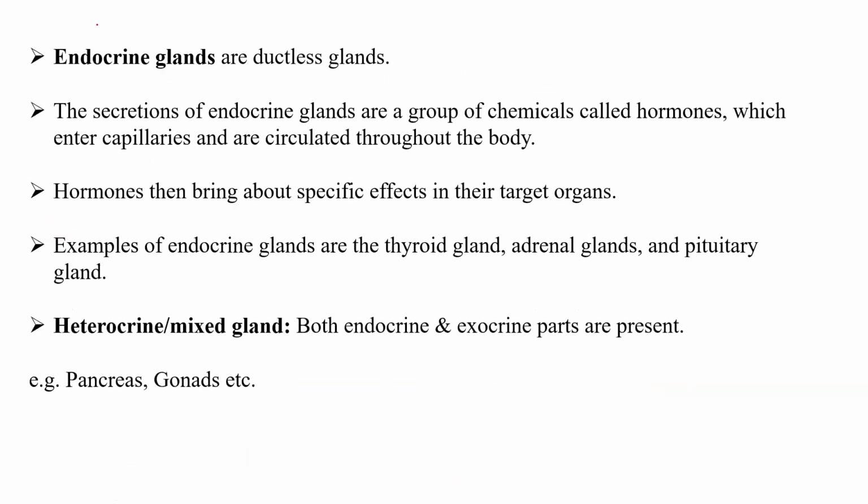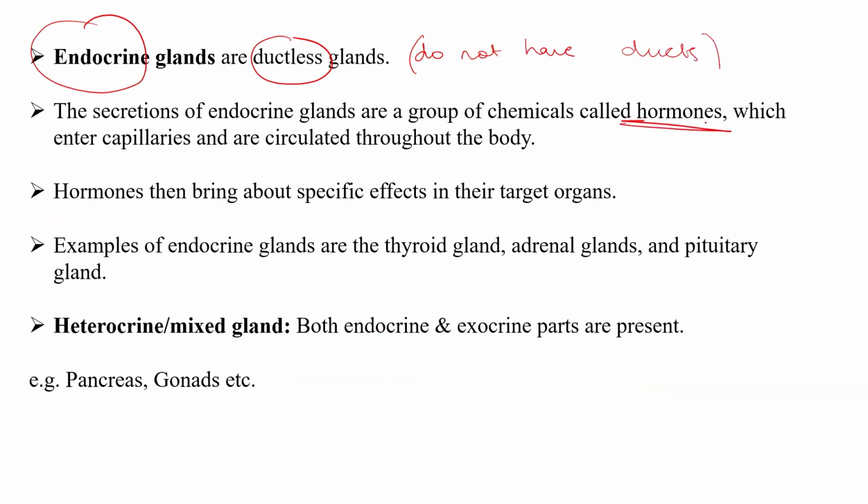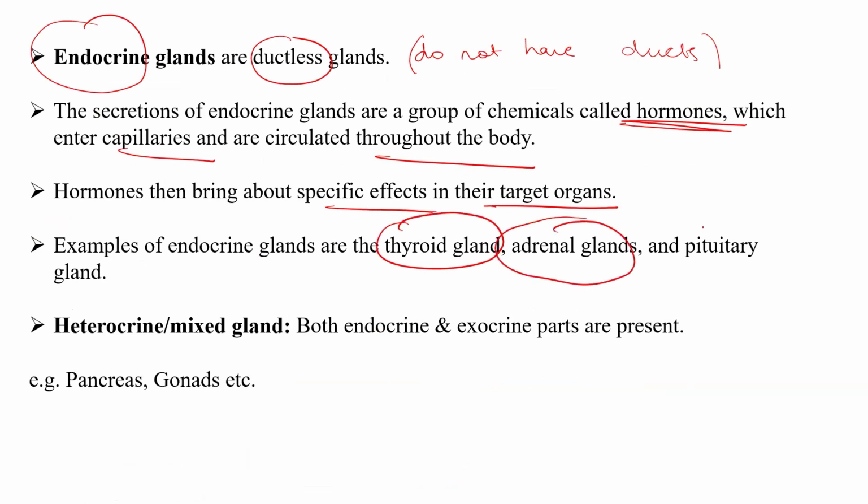The next are the endocrine glands that are ductless. That is, they do not have ducts, and therefore they secrete substances or a group of chemicals which are called hormones, which enter the capillaries and are circulated throughout the body. Hormones then bring about specific effects in their target organs. Examples of the endocrine glands are the thyroid gland that secretes the thyroxine hormone, adrenal glands that secrete adrenaline, and pituitary glands.